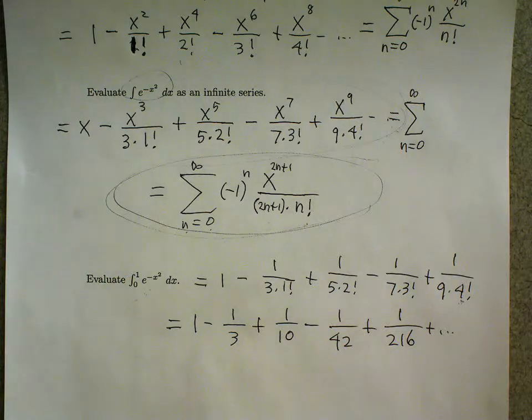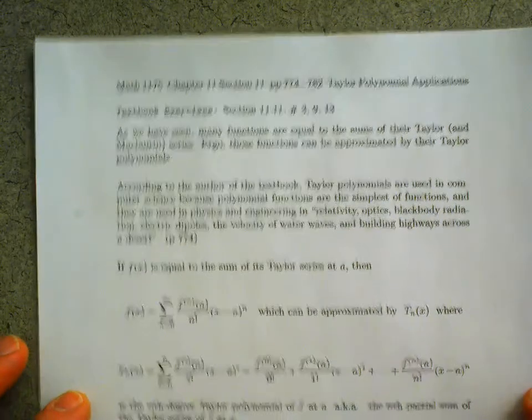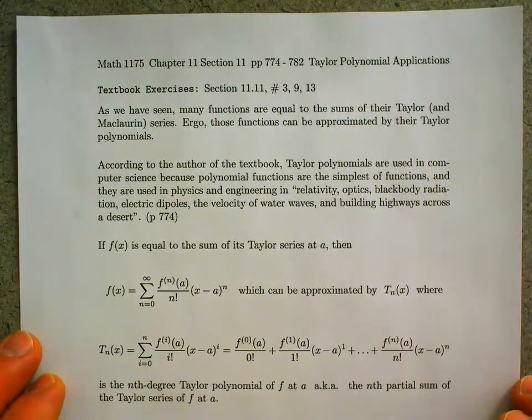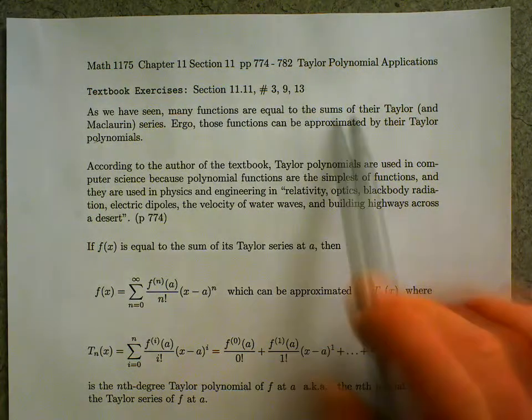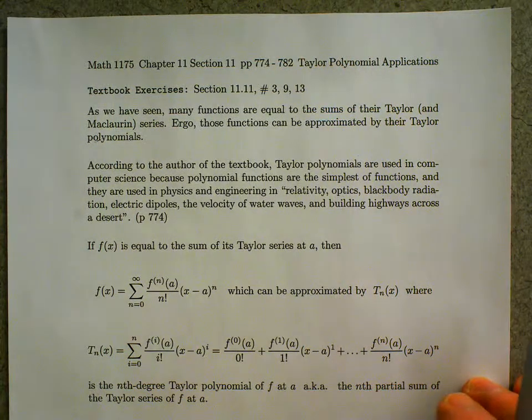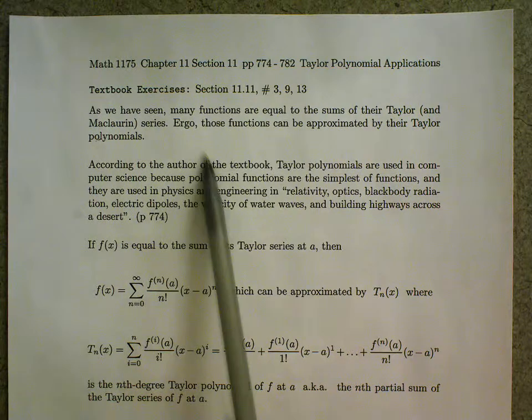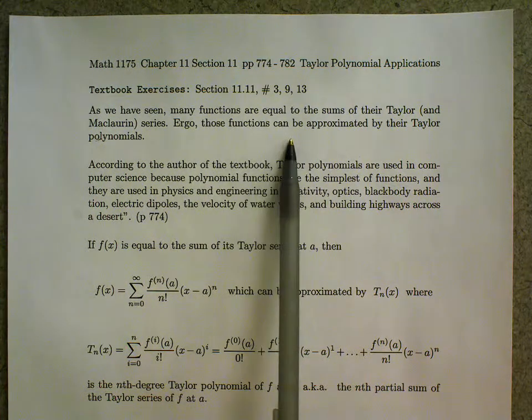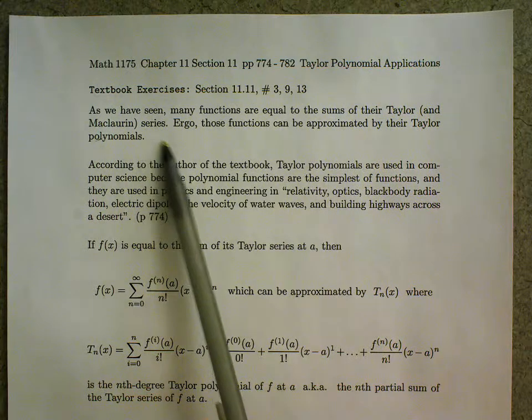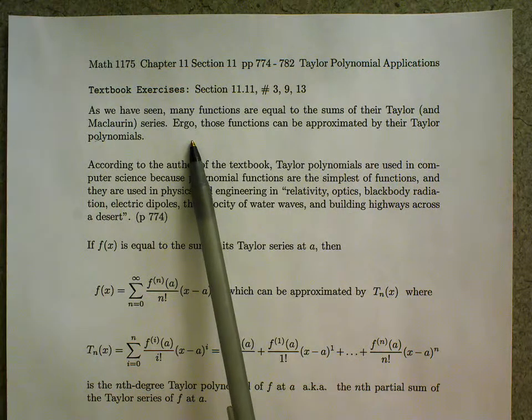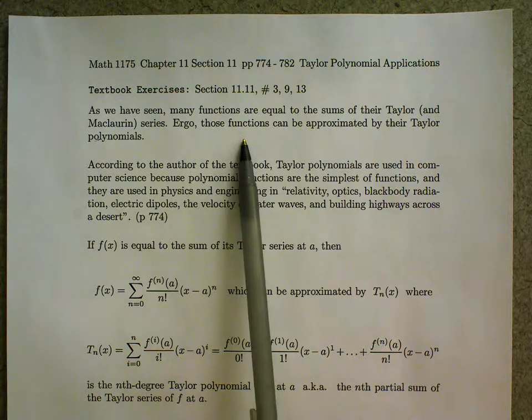All right, now we'll move on to section 11.11. This is the section on Taylor polynomial applications. So the first paragraph, as we have seen, many functions are equal to the sums of their Taylor series or Maclaurin series, and therefore those functions can be approximated by their Taylor polynomials.